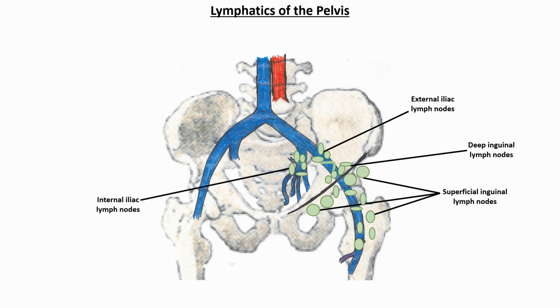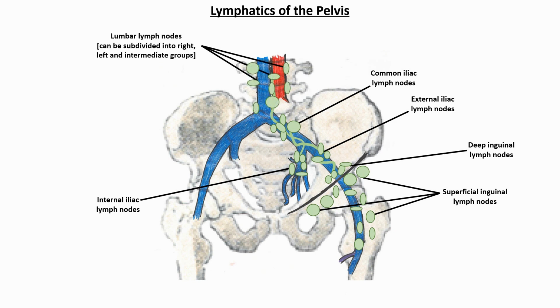Then we have internal iliac lymph nodes draining some of the lymph from the pelvic organs, and they're going to all send their lymphatic fluid towards common iliac lymph nodes located along the common iliac vein and artery there. We're then going to travel superiorly, and there are many lumbar lymph nodes here alongside the inferior vena cava, the aorta, and in between the two. So we can subdivide them into right, left, or intermediate groups.